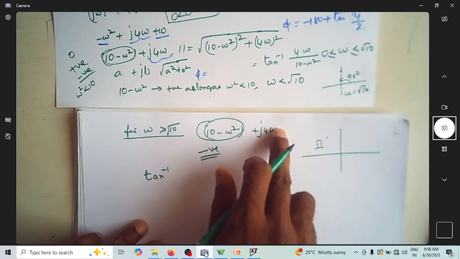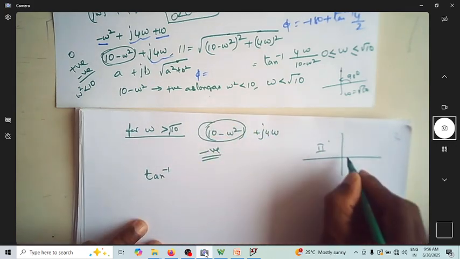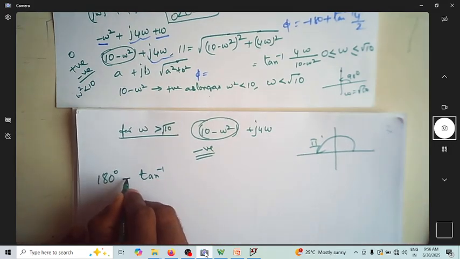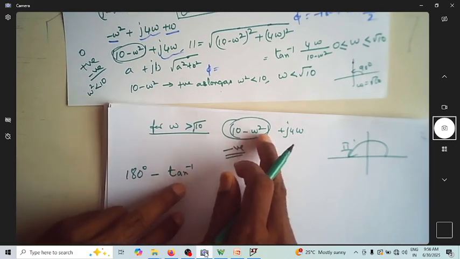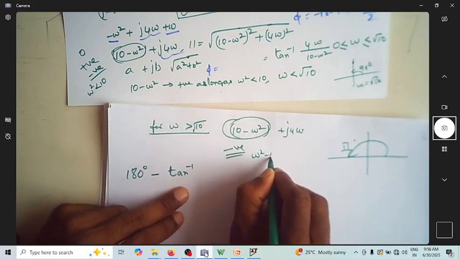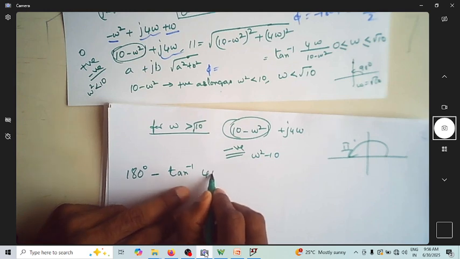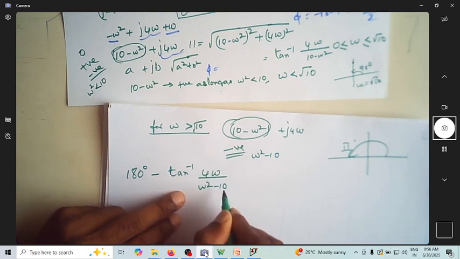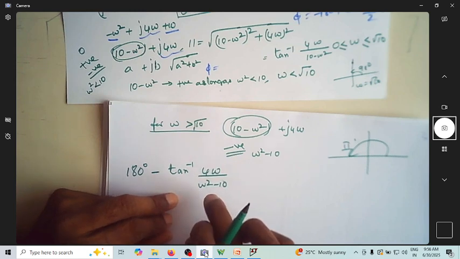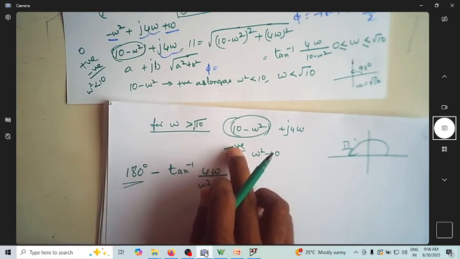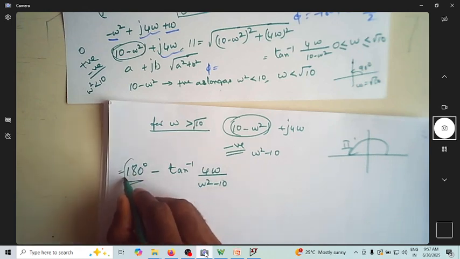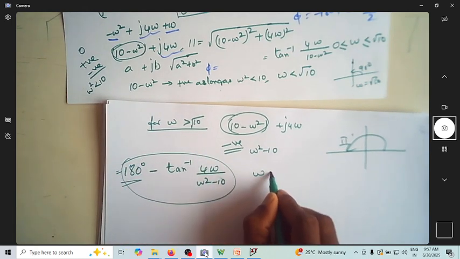now I will slightly change this. So what will be the phase angle? The phase angle is 180 degree minus tan inverse of, because I have to take this as a positive term. So how do I make this a positive term? It is omega square minus 10. So it is 4 omega by omega square minus 10, because this should no more be a negative value. It should become positive, because whatever negative component was there, you just modified it by taking 180 degree. So this is the phase angle for values of omega greater than root 10.